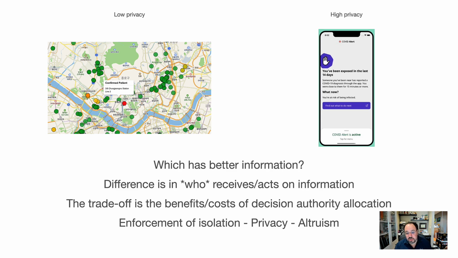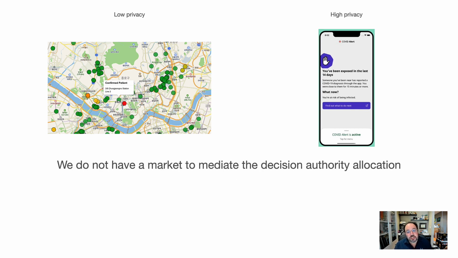And there are lots of issues associated. There's the enforcement issue of isolation. If you've been exposed, will you be isolated? There's the privacy issue of other things that might be revealed about who you've had contact with. And then there's the issue that drives you, in the absence of enforcement, to isolate, and that is altruism. You don't want to infect other people at home or at work or something like that. And that could be a motive as well. The problem is that we don't have a market to mediate the decision authority allocation. Both of these regimes arise because of laws in the countries.